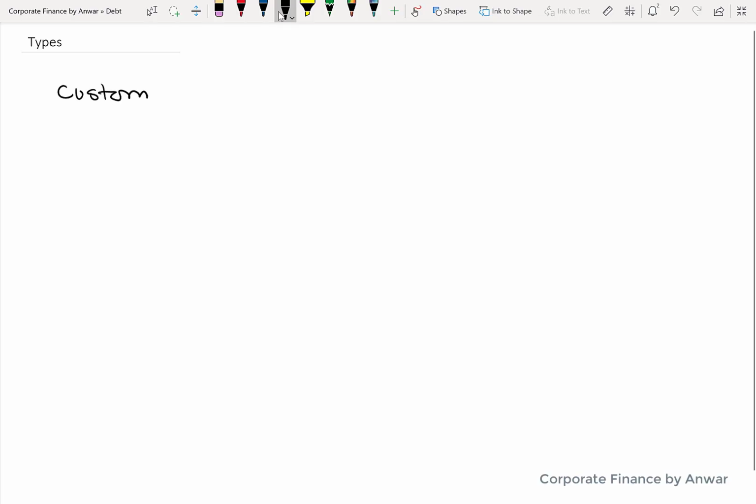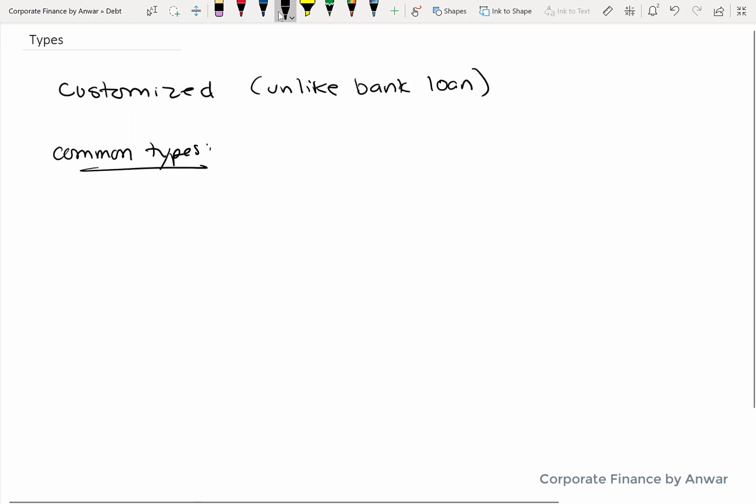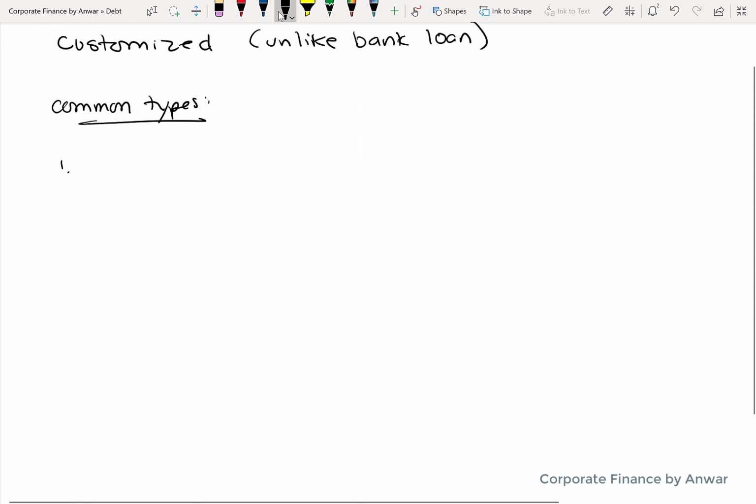Let's go over a couple of different types of bonds. As I said before, these instruments are customized. They're flexible. That's one of the benefits of them: unlike a traditional bank loan where the bank sets up the terms, the company can set it up. So there's a wide range of them. I'm just going to go over a couple of common types of bonds that you will hear about.